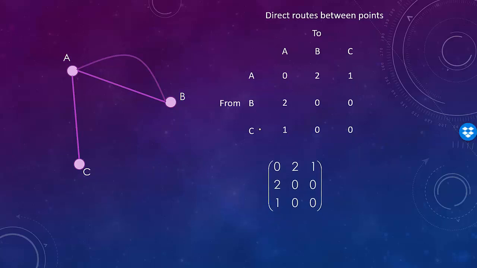So expressed as a matrix, we just take away the row and column headers, and we just end up with the array of numbers.